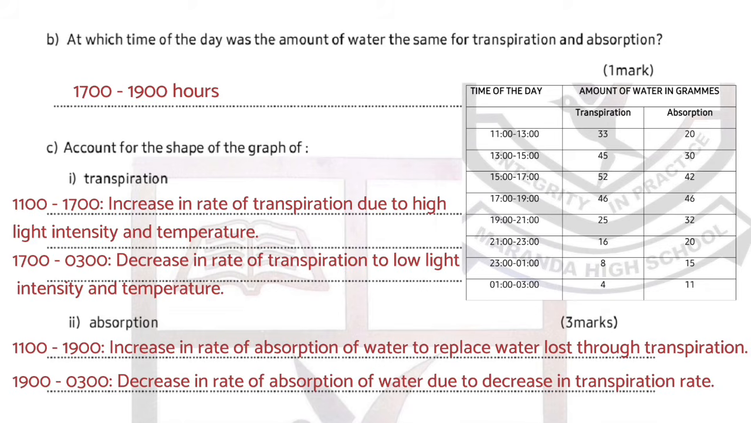Now, between 1900 to 0300 hours, we had a decrease in the rate of absorption of water due to decline in transpiration rate. Remember, transpiration is important because it also ensures that there's a continuous movement of water throughout the plant. So if we have a decrease in the rate of transpiration, we will also have an overall decrease in the rate of absorption of water by the plants from the soil.